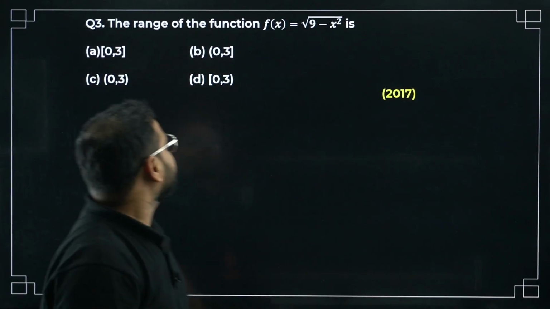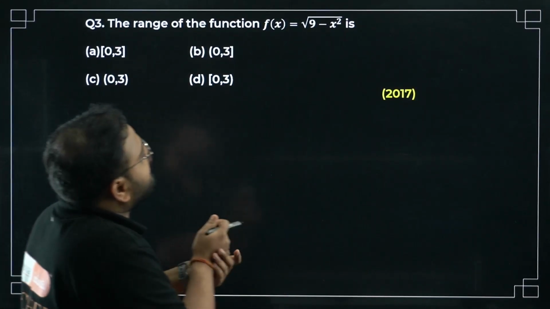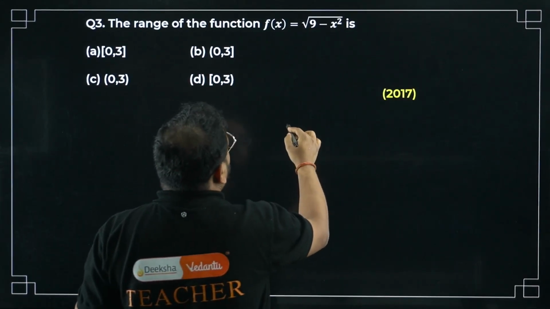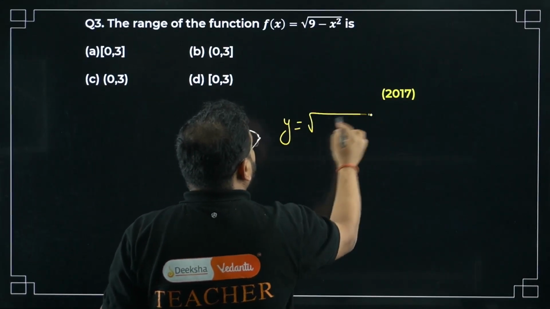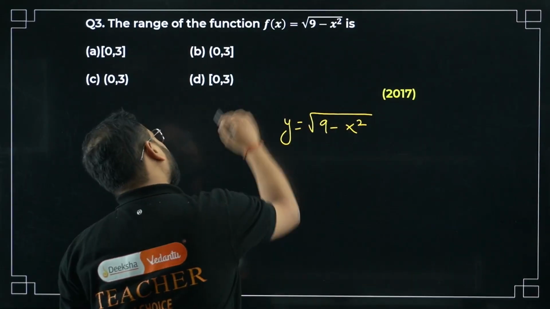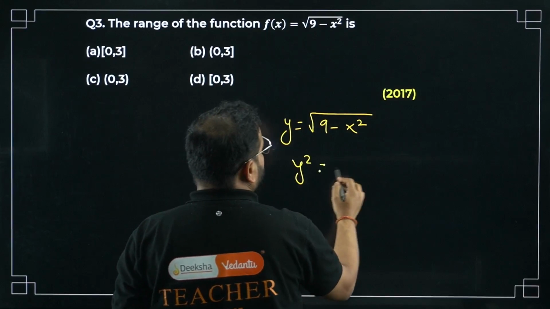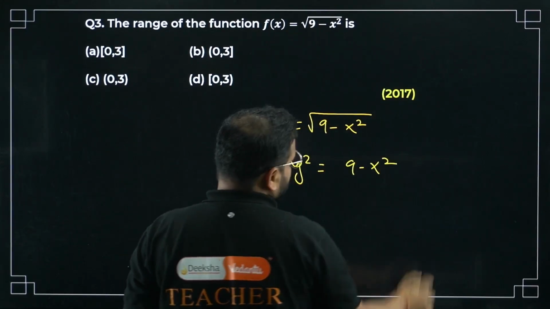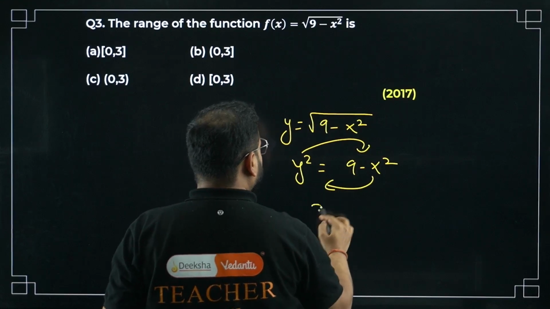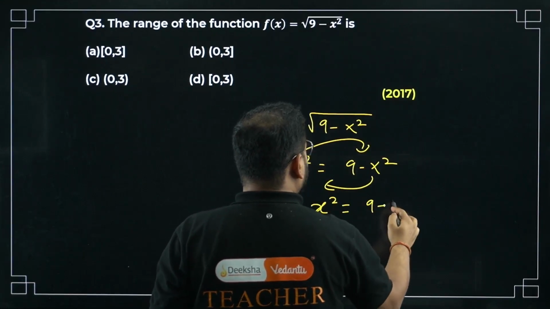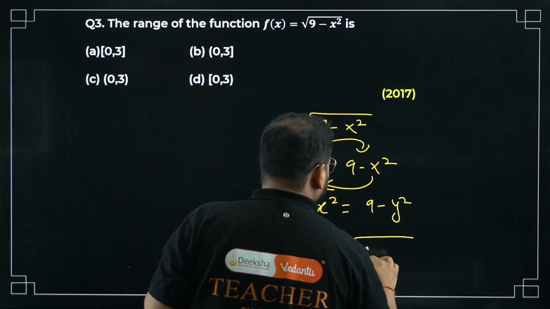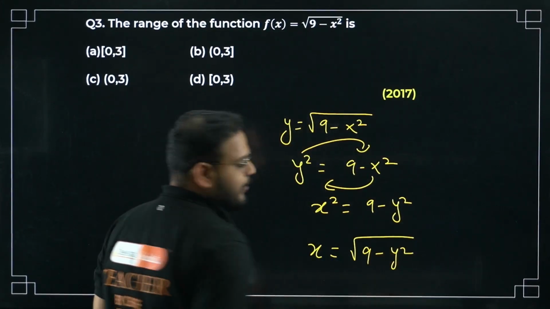Okay, chaliye. The range of the function f(x) equals... range, sir. Range means y value. Let's solve it. y equals root of 9 minus x square. Take a square: y square equals 9 minus x square. Bring this over here: x square equals 9 minus y square. Sir, x equals root of 9 minus y square.